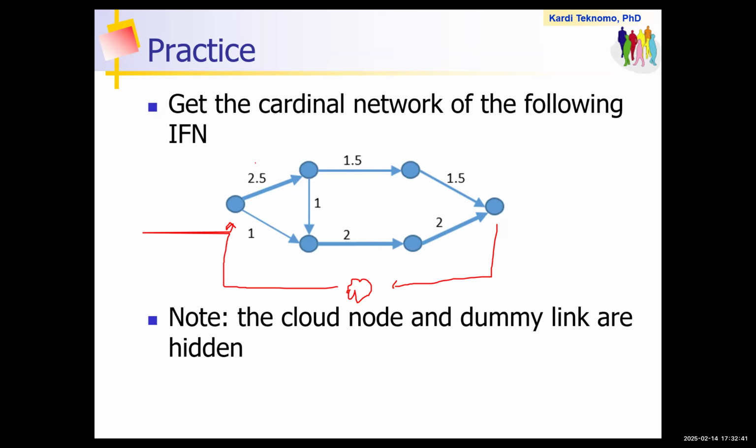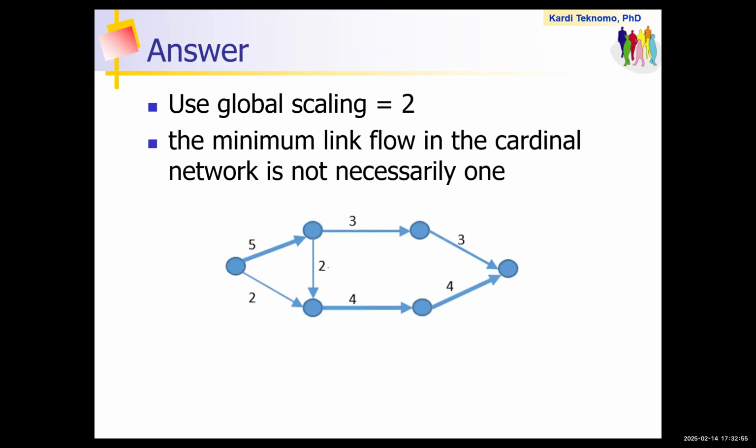Why? Because if you put this into fractions, these are divided by 2, right? 1.5 is 3 over 2. 2.5 is 5 over 2. So in that case, the denominator is 2, so multiply by 2. Then you get this cardinal network. Again, don't forget this actually contains some cloud node here that I did not draw.